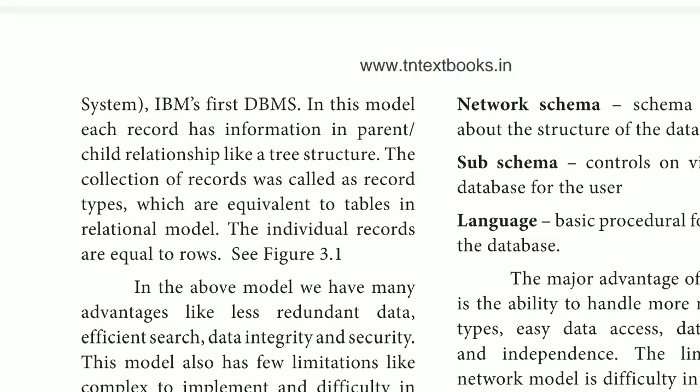Record type and table are the same thing, but the names given in the hierarchical database model and the relational model are different. Individual records are equal to rows, either in the hierarchical database model or in the relational model. An individual record is known as a row.